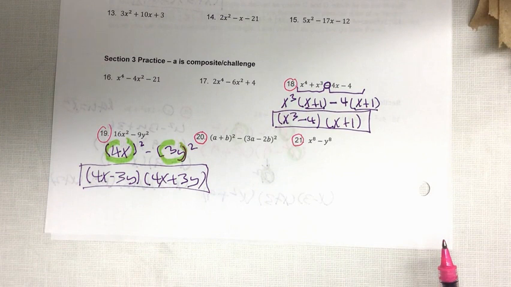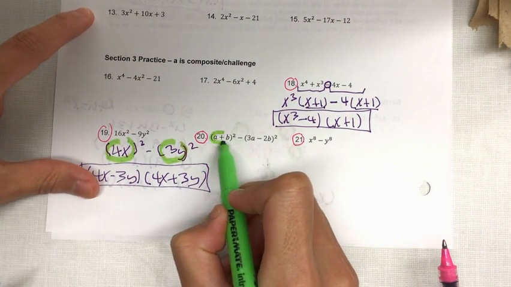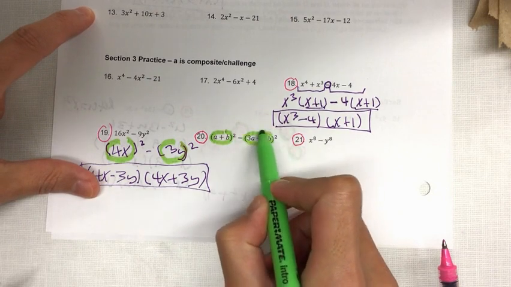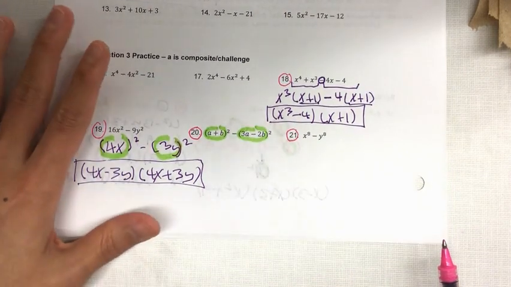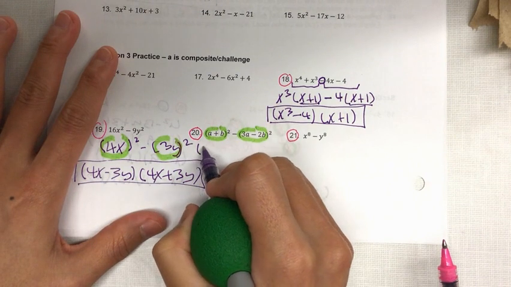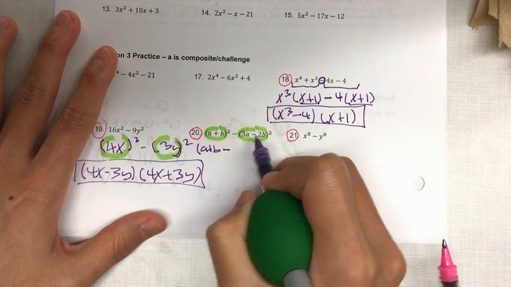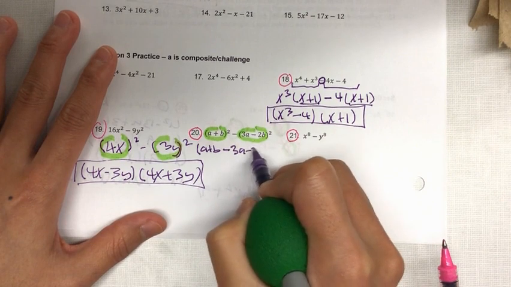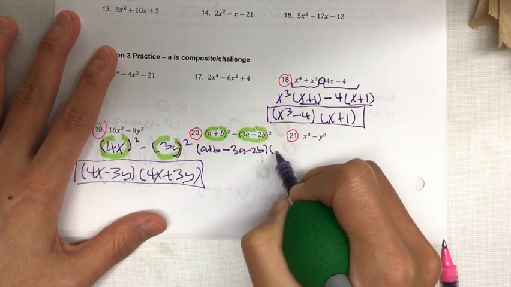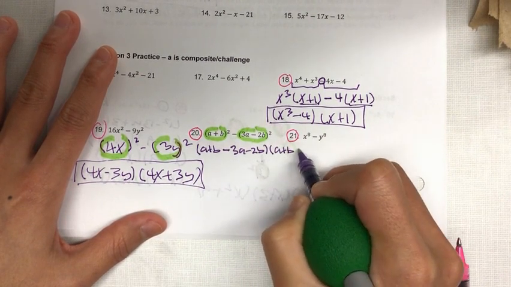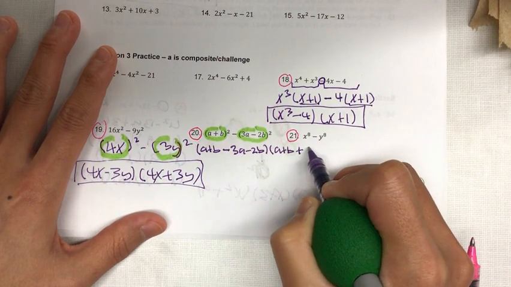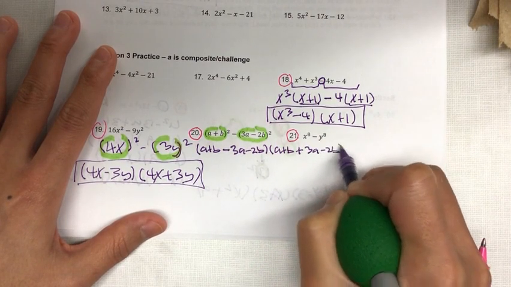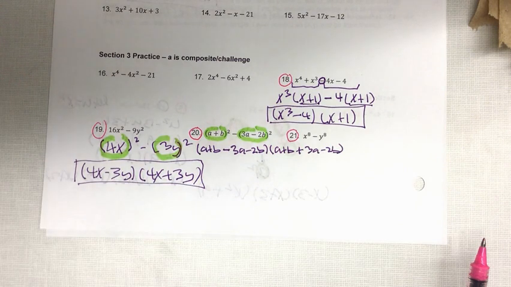Oh man, do I have room for number 20 somewhere? Ooh, move it down. It's fine though, because look, isn't that already written as chunk squared? Oh, so let's see if I can fit all this. It's going to be a plus b minus all that, 3a minus 2b. And then it's going to be a plus b again, but this time plus 3a minus 2b.